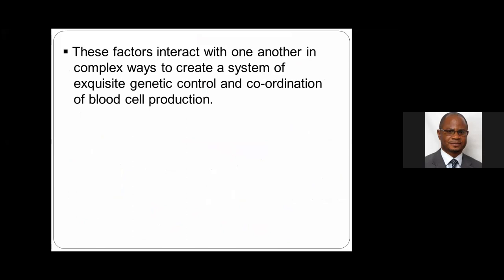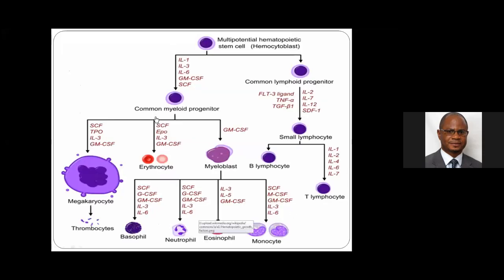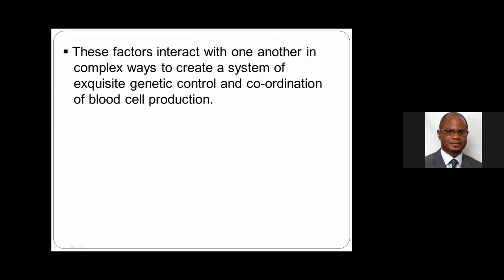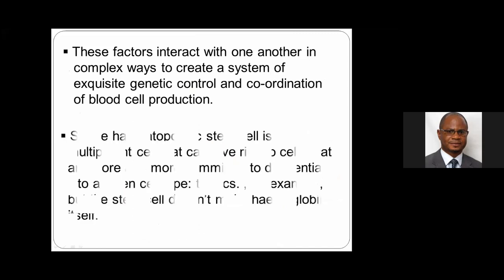You also need to see here that the factors interact with one another in complex ways. These are all by natural means, okay? And there are different factors, not just one. There are interactions that go on between them and the cell, okay? And when they interact, they create a system of exquisite genetic control and coordination. And this genetic control and coordination lead to the blood cell production that we see.